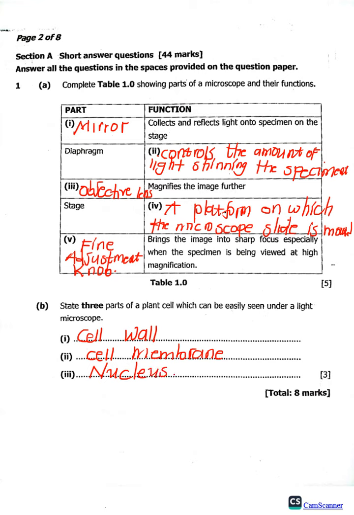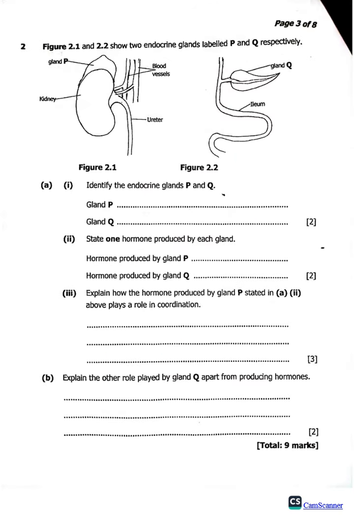Okay, now let's move on to question 2. Question 2, figure 2.1 and 2.2 shows two endocrine glands labeled P and Q respectively. So we have two figures here. The first one, we can see a kidney, and on top of the kidney we have gland P. Then we also have figure 2.2 where we have the ileum and a leaf-like structure that has gland Q.